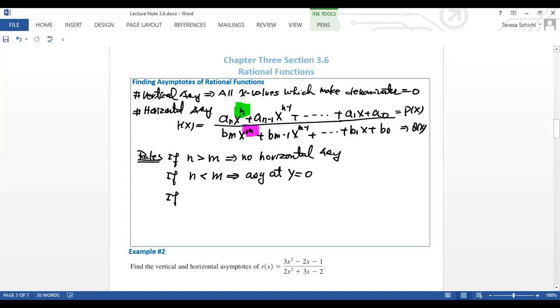Now if n equals m, so this is the degree of P and this is the degree of Q, then the horizontal asymptote will just be y equal to what? The front coefficients. You just compare the front coefficients, so it will just be a_n over b_m here.